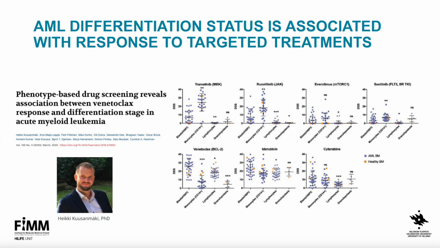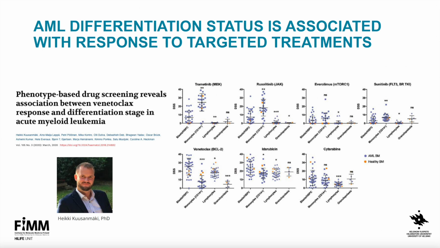For example, with the MEK inhibitor, we could see that immature blasts or hematopoietic stem and progenitor cell populations tended to be more resistant to MEK inhibition compared to monocytic cell types, so a more mature cell type. And this was also the case for the JAK inhibitor, ruxolitinib. But if we looked at venetoclax, the less mature cells tended to be more sensitive compared to more mature cell types.